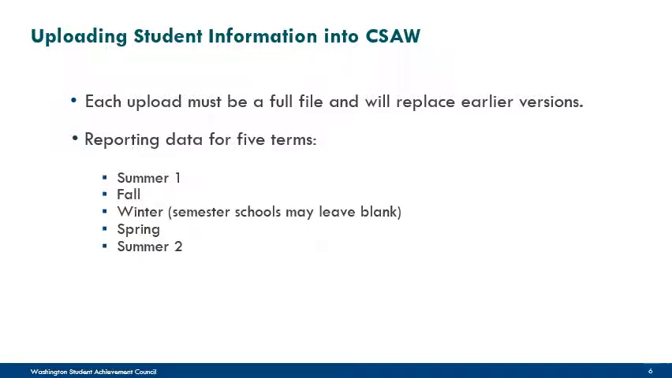Reporting data for 5 terms: summer 1, fall, winter, which semester schools may leave blank, spring, and summer 2. The majority of the schools will only have 1 summer term, not 2. Schools that have summer 1 and 2 are usually those with clock hour programs.